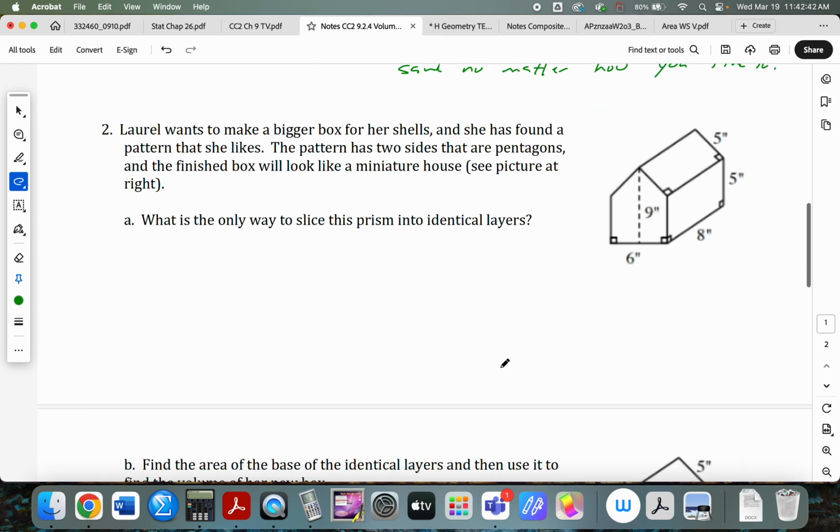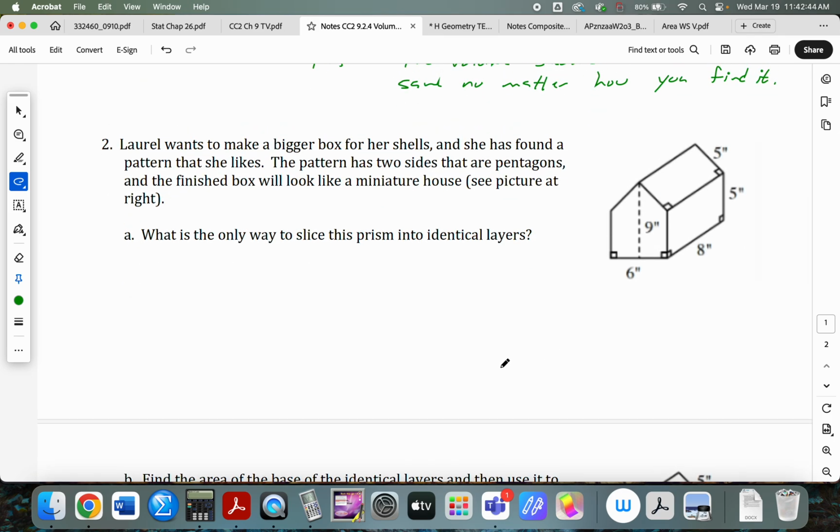What's the only way that we can slice this so that we will get identical layers? Okay, so think of this like a loaf of bread, right? You would be slicing it like you'd be slicing this up. You've got to slice it vertically, parallel to the pentagons.